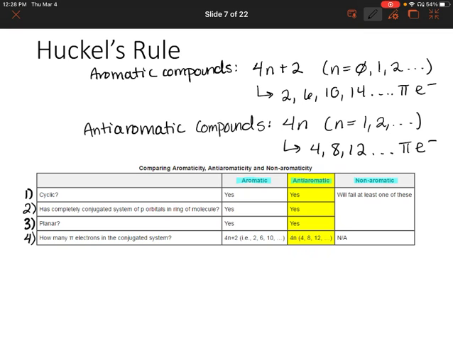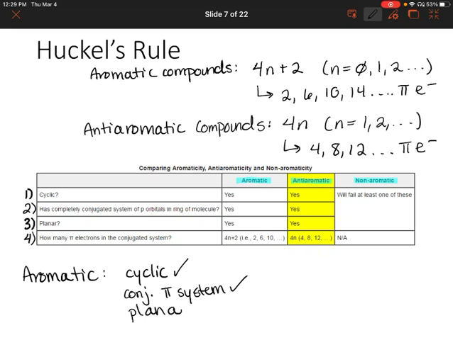And then finally, we're going to tally up how many pi electrons we have. If you have 4n plus 2 pi electrons, your molecule is aromatic. If you have 4n pi electrons, your molecule is anti-aromatic. And then for the non-aromatic category, the number of electrons isn't applicable. Okay, so again, in order for a molecule to be aromatic, here we'll write a little checklist. It will be cyclic. It will have a conjugated pi system. It will be planar, and it will have 4n plus 2 pi electrons.